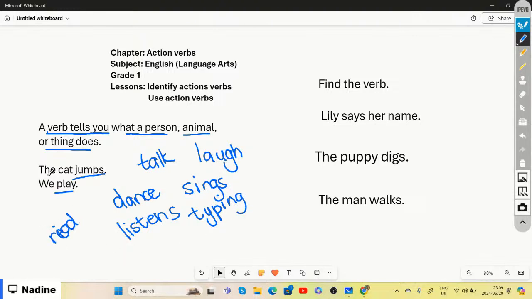Those are action verbs, right? They are doing words. They tell us what the person, animal, or thing does. Even feeding, like if you were to feed your animal or your pet, that is an action that you are doing. It's a doing word, right? You are either feeding your animal, you play with your animal, you run, because that is also a verb, right? So those are the things that you basically do.